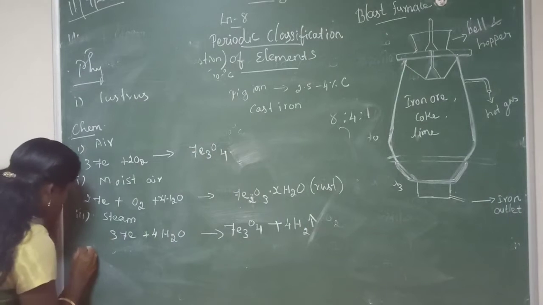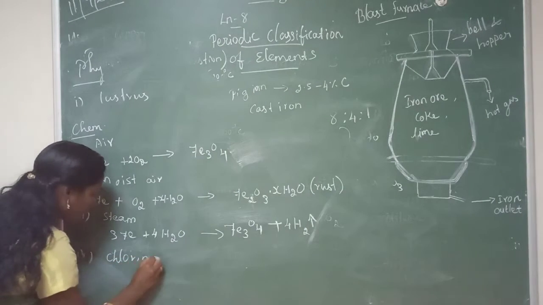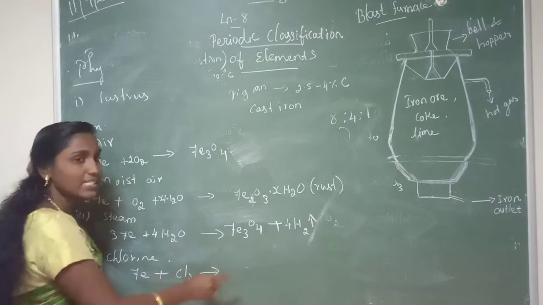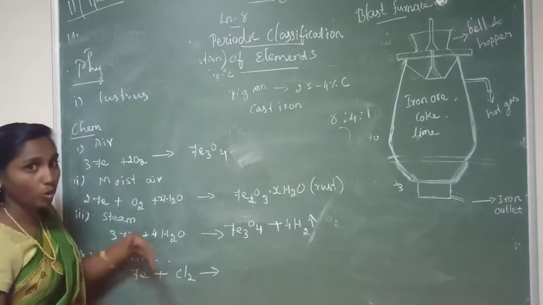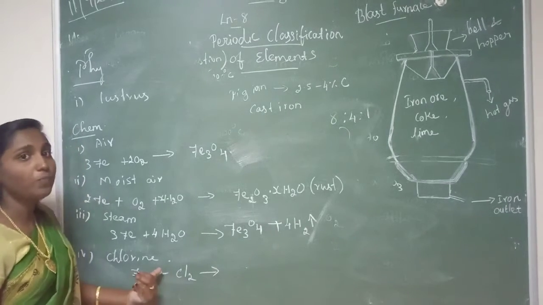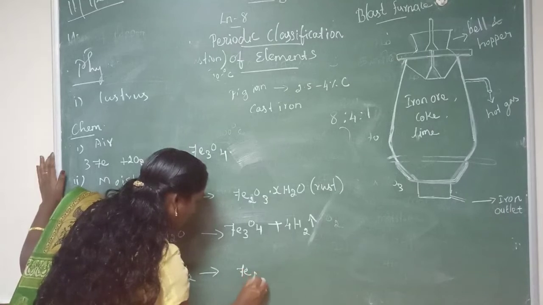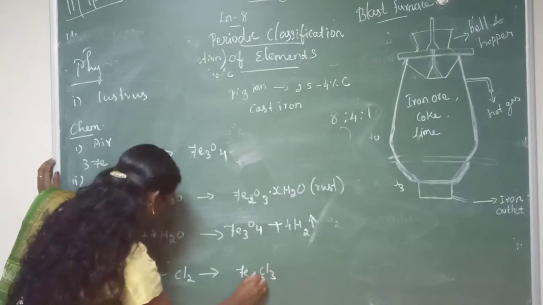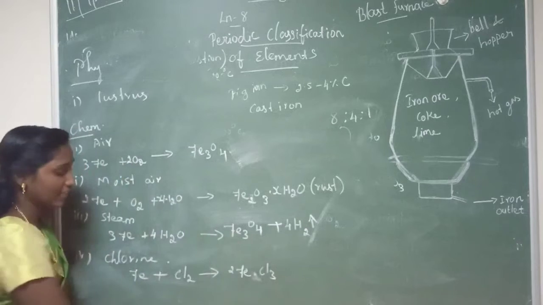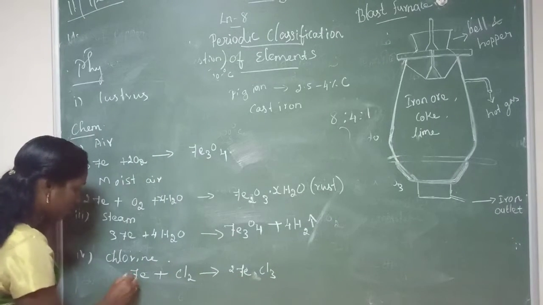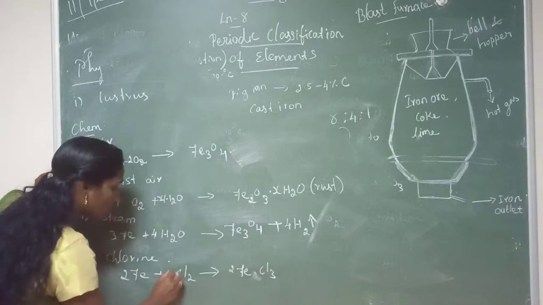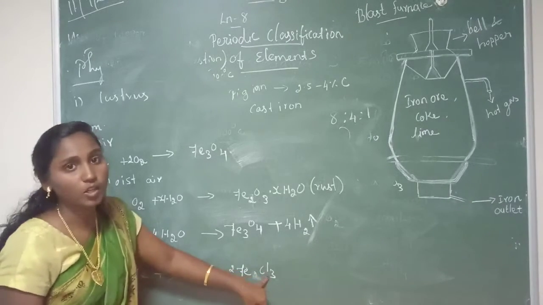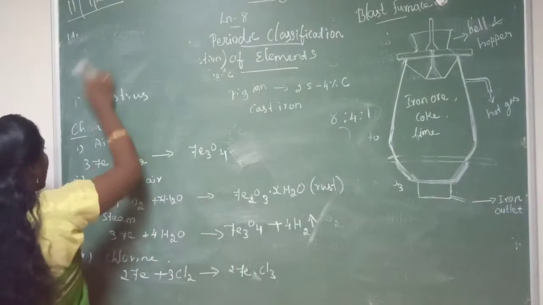Then next one, reaction with chlorine. In this reaction, iron reacts with chlorine to form ferric chloride. This is the formula of ferric chloride, FeCl3, so we write 2FeCl3. Here 2 iron, and 6 chlorine, so we write 3 here. Have you understood this reaction? Iron reacts with chlorine to form ferric chloride. The next one, reaction with acid.